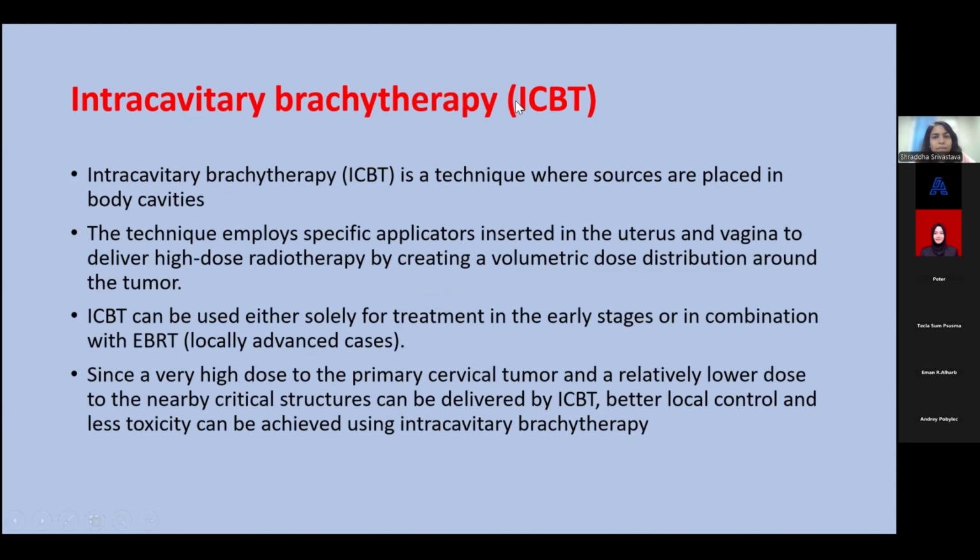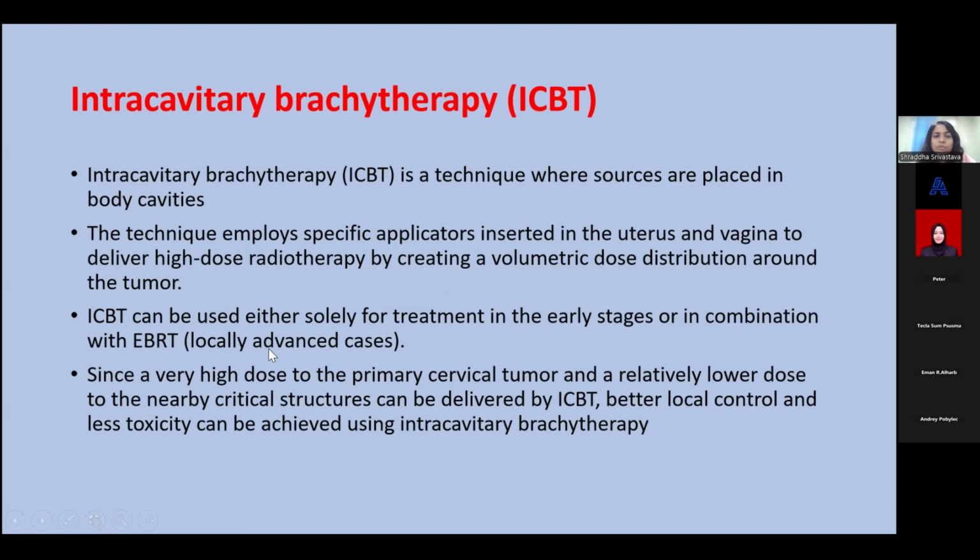So intracavity brachytherapy is a technique where sources are placed in body cavities. This technique uses specific applicators which are inserted in the uterus and vagina to deliver high dose radiotherapy by creating a volumetric dose distribution around the tumor.